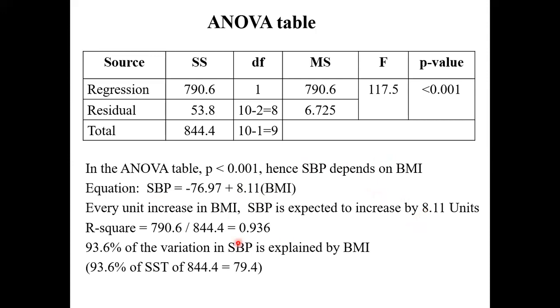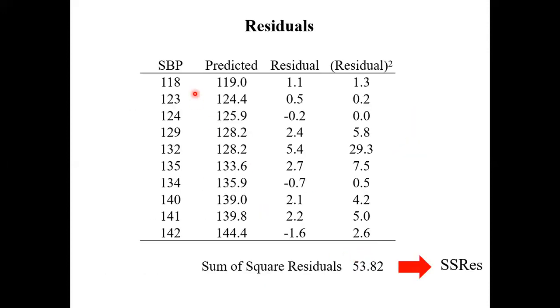8.11 units. R square: take this regression value, divide by the total. That's the R square. So what does it mean? 93.6% of the variation in BP is explained by BMI. So what does it mean here? The BP of the individuals varies, differs from person to person.